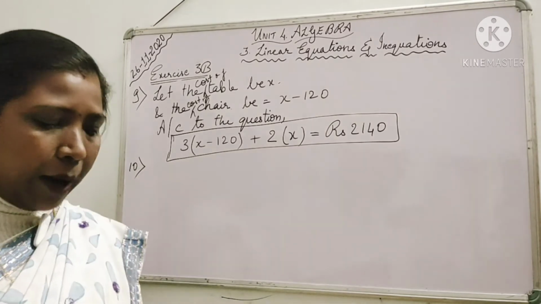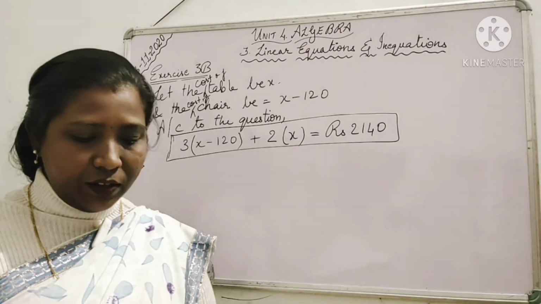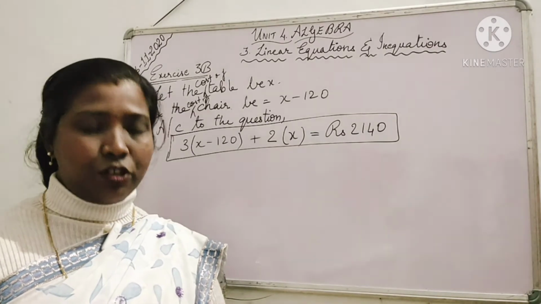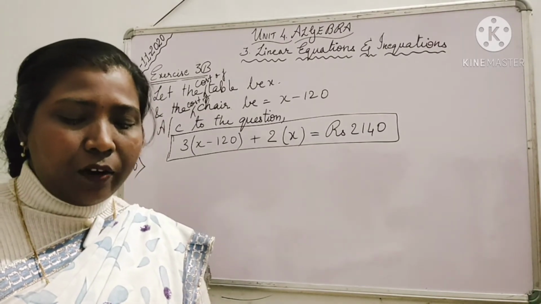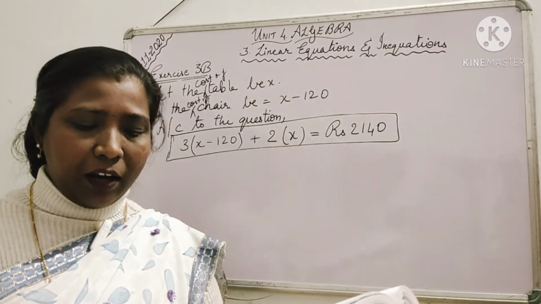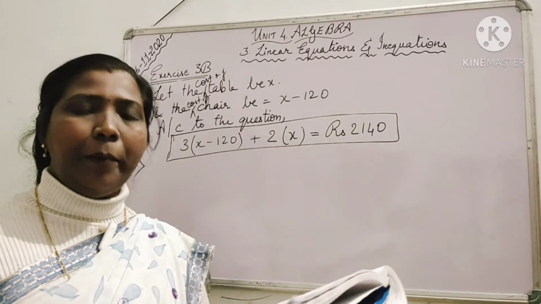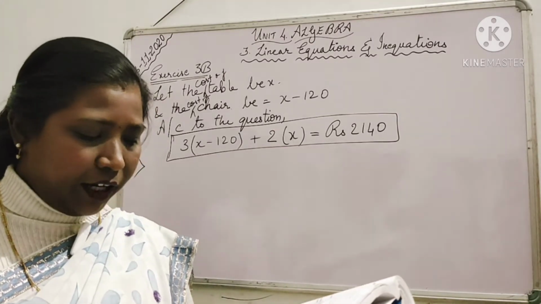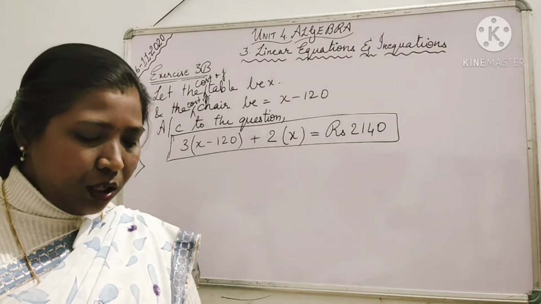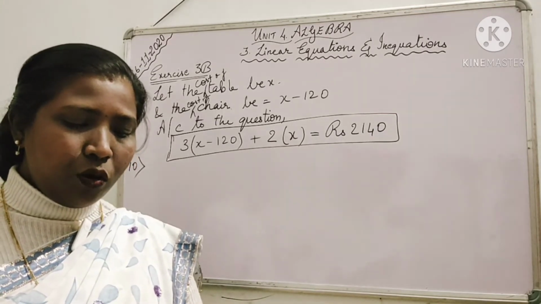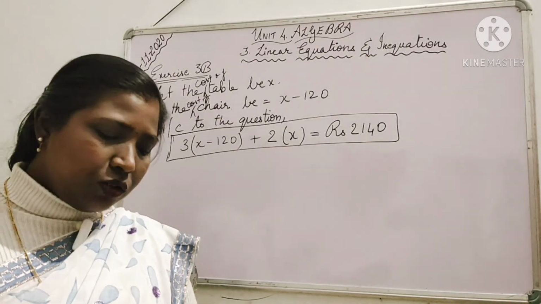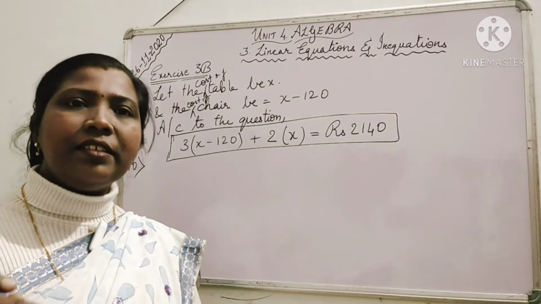10th question. A bag of rice weighs 20 kilograms more than one of sugar. If 50 kilos of sugar is added to the second bag, its weight becomes twice that of the bag of rice. Find the weight of the bag of rice. Now we have to find out rice. So first we will take sugar as x, because rice is more than sugar.